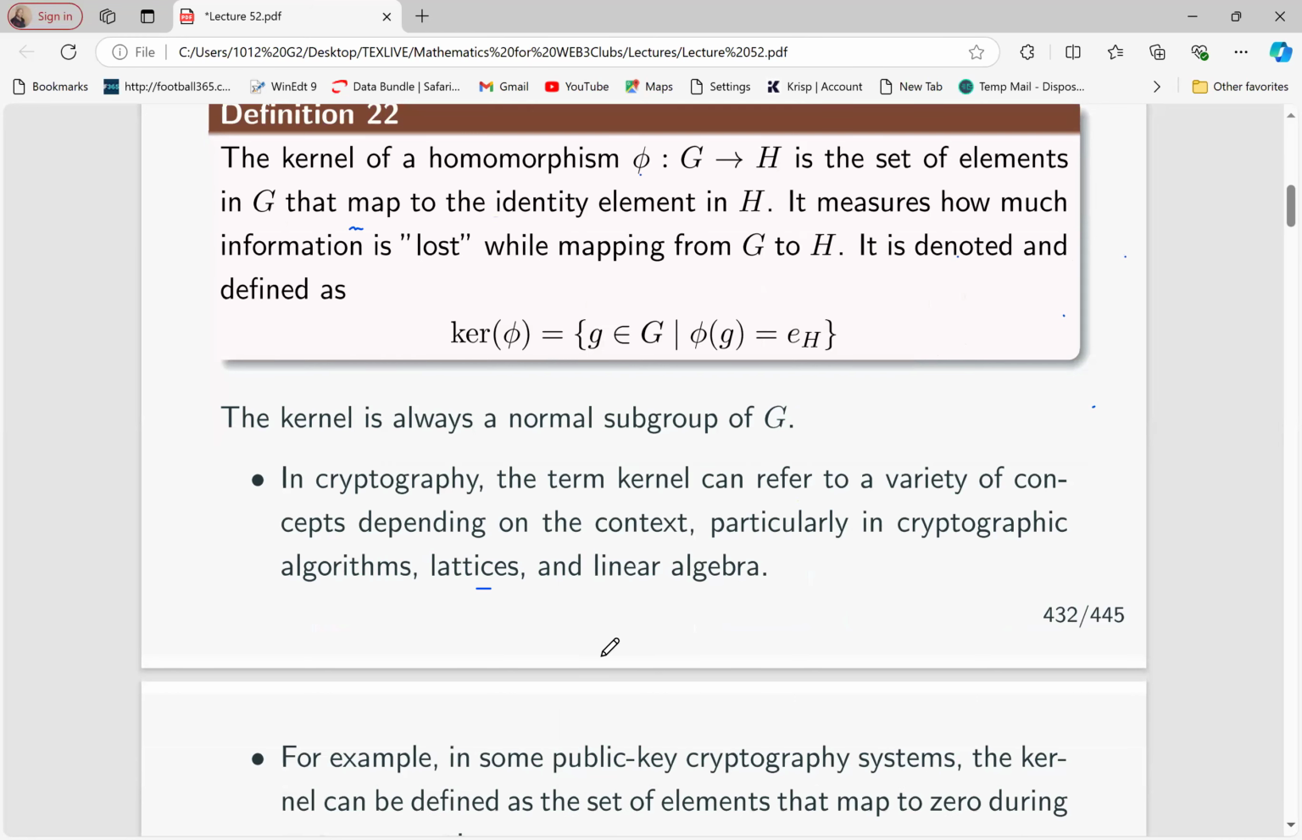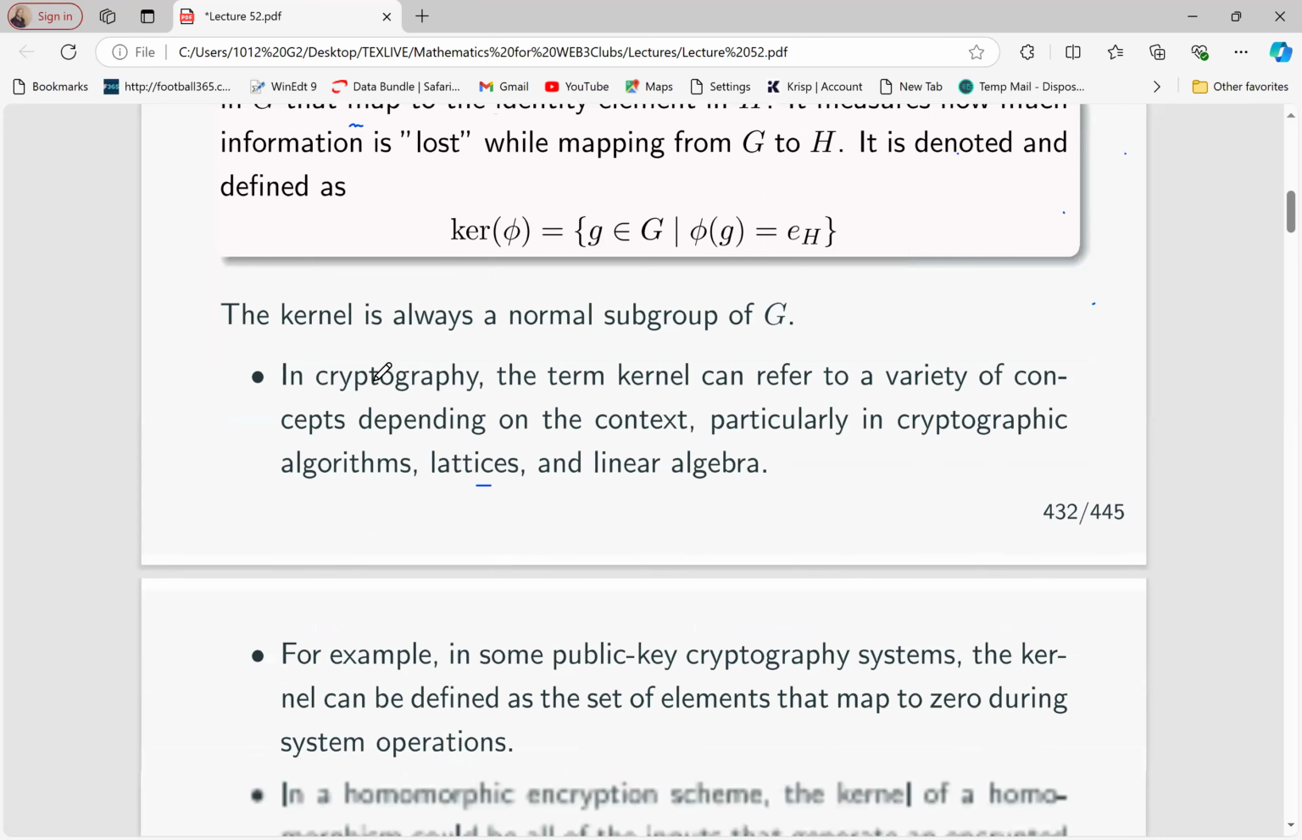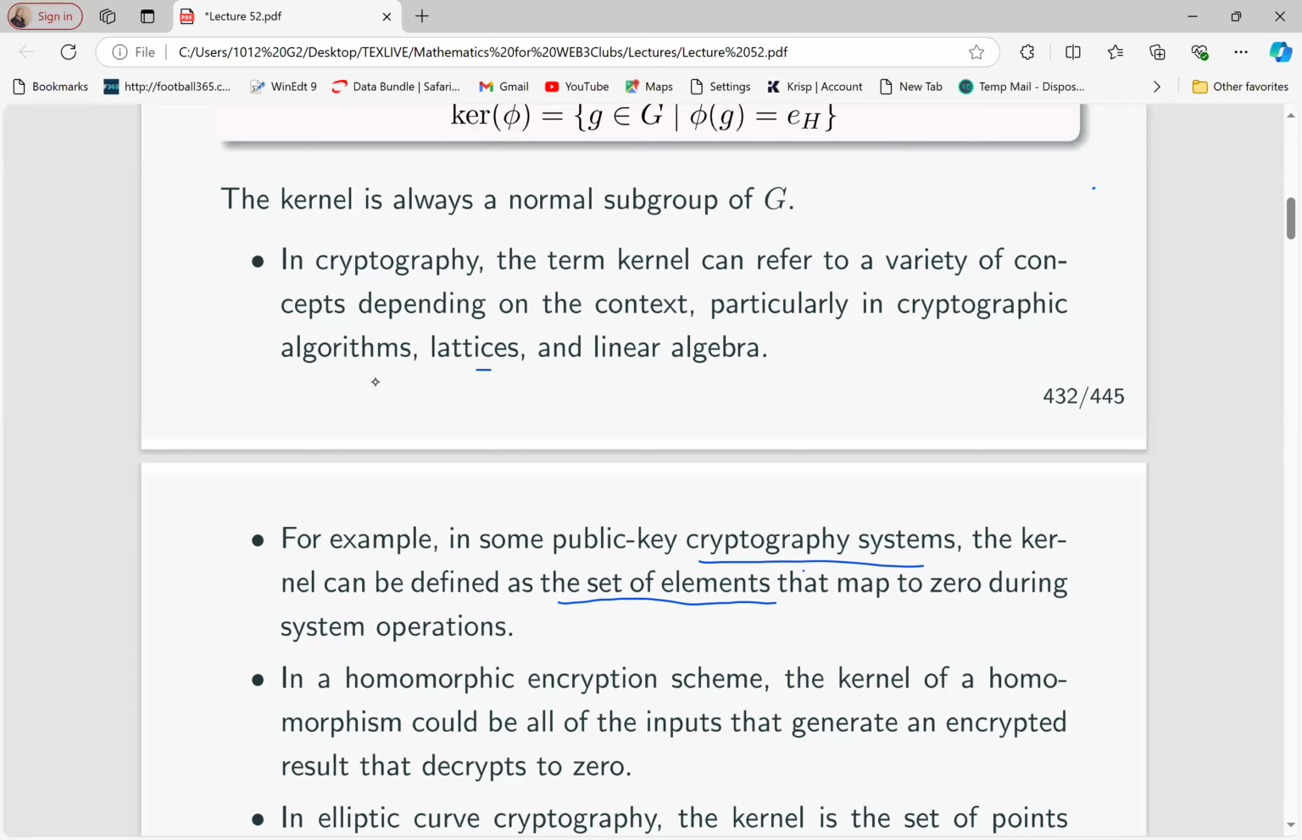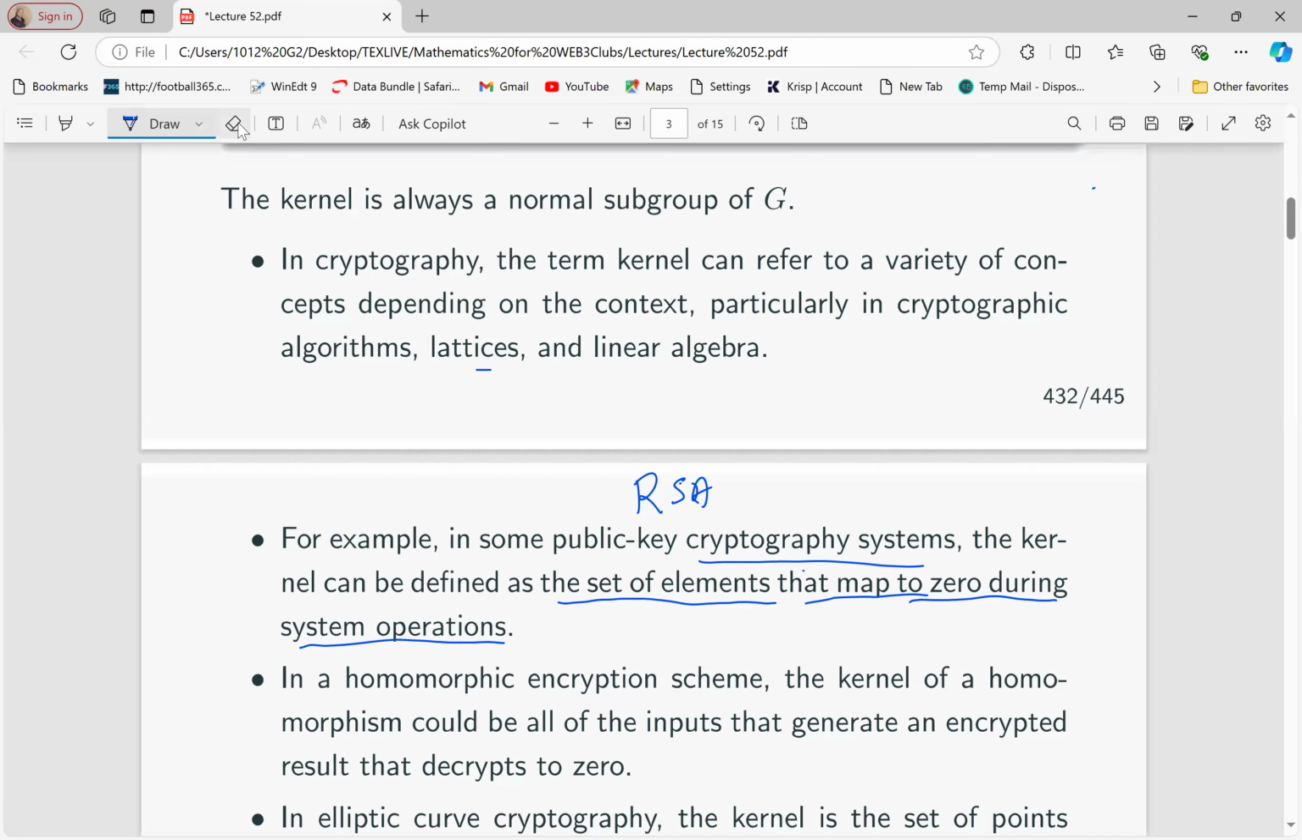context. For example, when you are considering public key cryptographic systems, so we are referring to things like RSA and so on, the kernel will be defined as the set of elements that map to zero during system operations. The operations we are talking about are encryption and decryption.